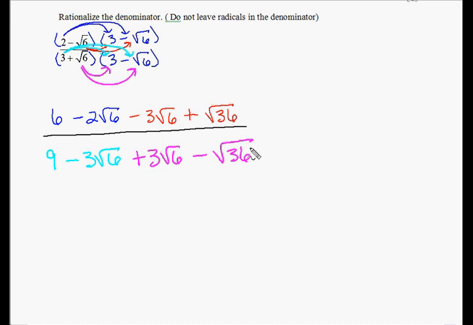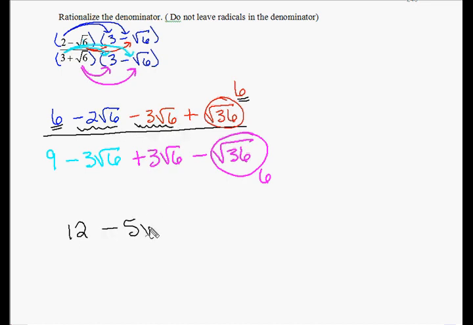So we can go about simplifying some of these radicals. The square root of 36 is just 6 for both the denominator and the numerator. And here in the numerator, we have a positive 6 added to a positive 6, which is 12. And we have a negative 2 square roots of 6 and a negative 3 square roots of 6, which is a negative 5 square roots of 6.